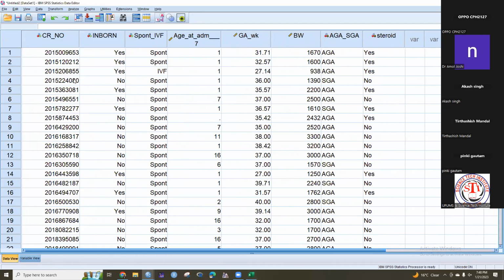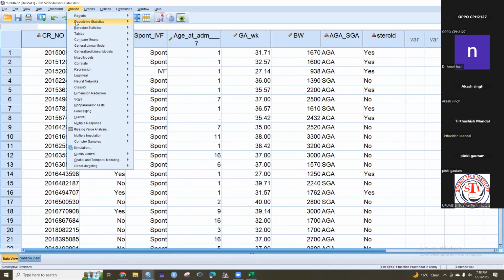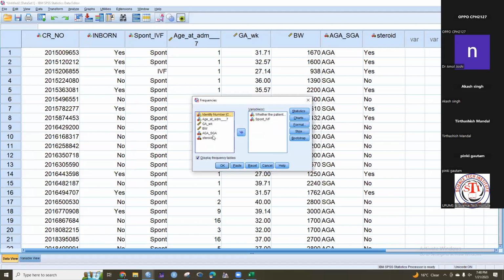Now, this is your data set, and you want to summarize it. For that, you should go to descriptive statistics and then frequencies, and in the frequencies you put all the categorical variables like this. Then click OK.